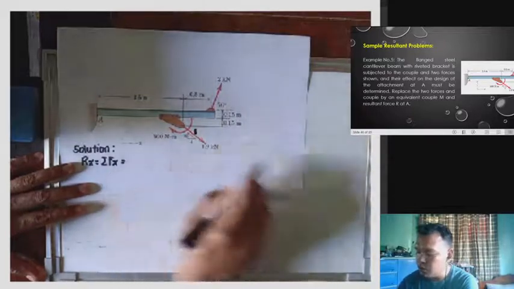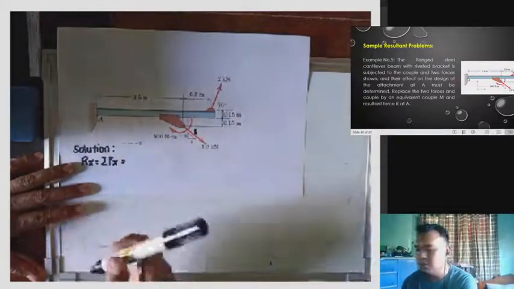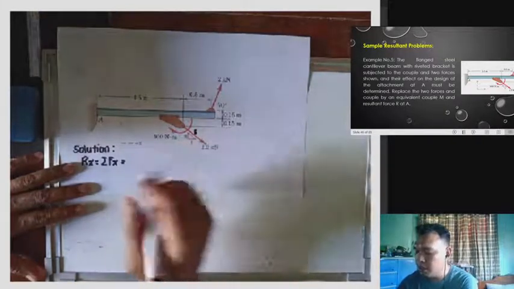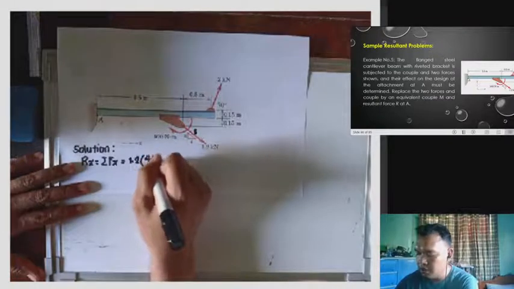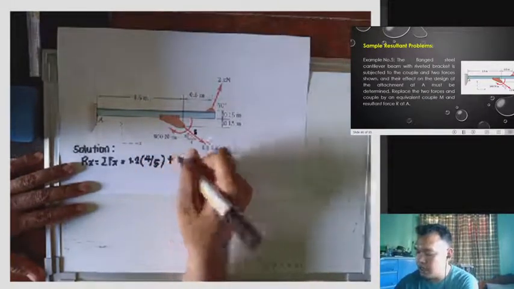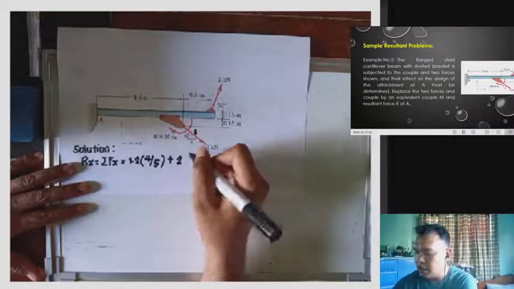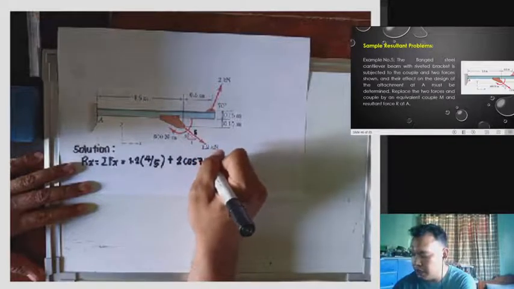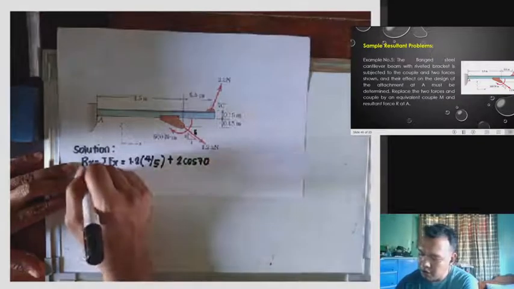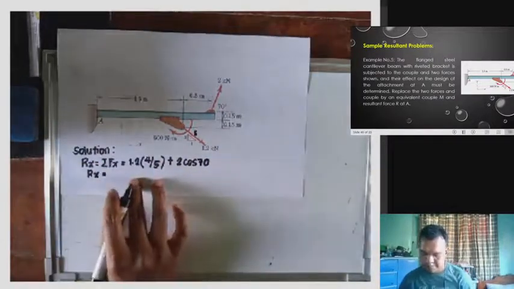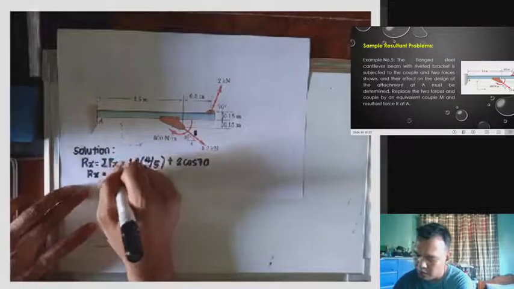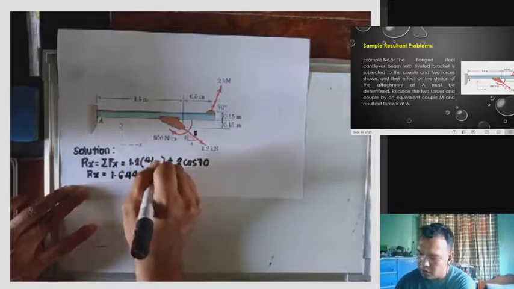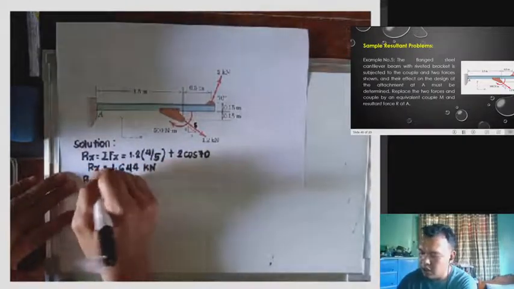So, to get the value, pag ganun, going to the right, positive. Going to the left is negative. Upward is positive. Downward is negative. So, we have here, going to the right na 1.2 multiplied by horizontal, since horizontal tayo, 4/5. Plus, going to the right pa rin yung 2 kilonewton, cosine 70 degrees. Therefore, Rx is equivalent kay 1.2 times 4/5 plus 2 cosine 70. We have here 1.644 kilonewton.